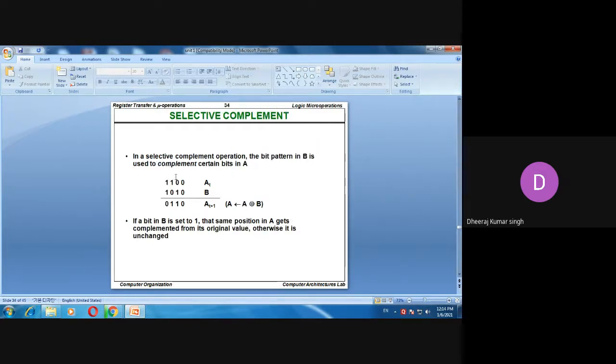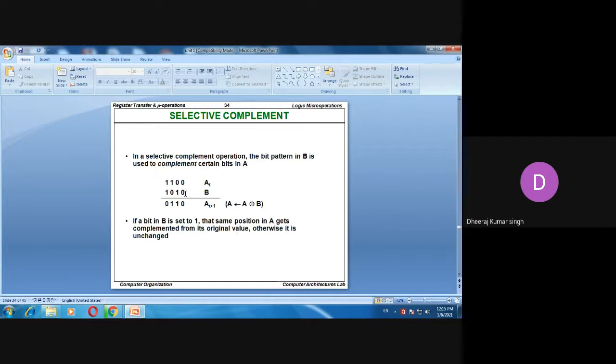Next, in a selective set complement operation, the bit pattern in B is used to complement certain bits in A. So what we are saying here, in the selective complement operation, A is 1100 and that is B. If a bit in B is set to 1, that same position in A gets complemented from its original value.